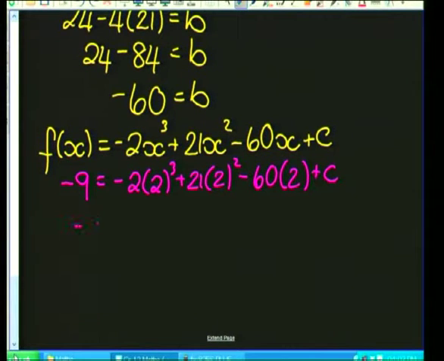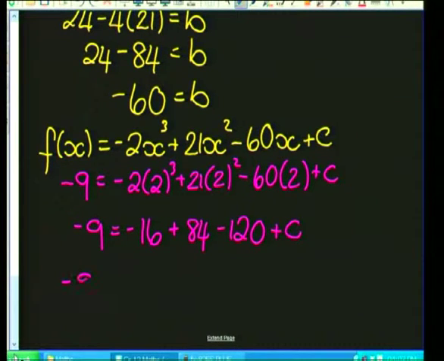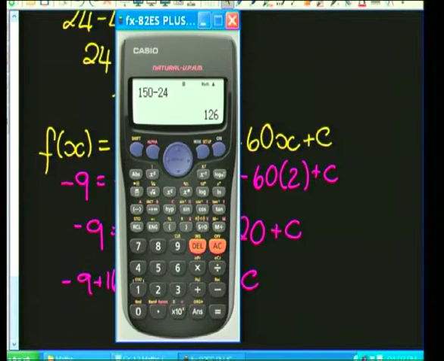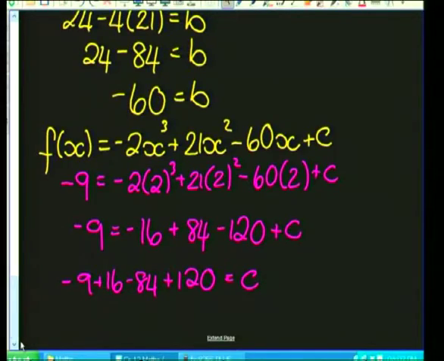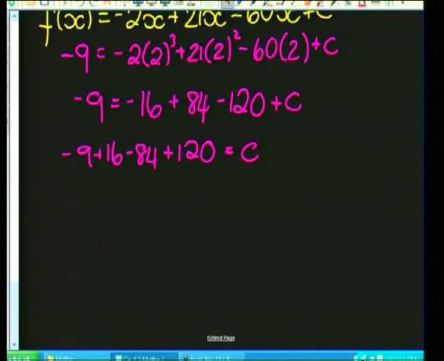Okay, and let's see what we get. I've got negative 9. 8 times 2 is going to give us negative 16. I've got 21 times 4, which is 84. I've got negative 120, and I've got c. So that would be 9, plus 16, minus 84, plus 120, and that's going to give us c. If we work that all out, we're going to land up with, what did they want? 43. Let's see. So that's going to give us 43. I'm sure it does.